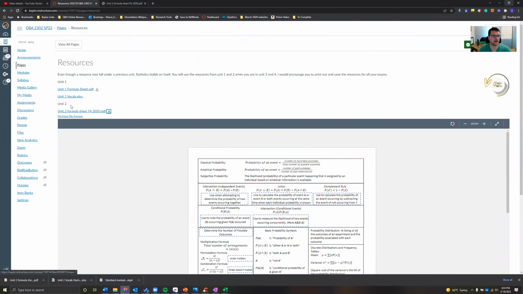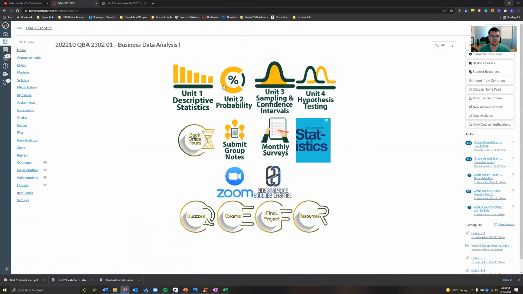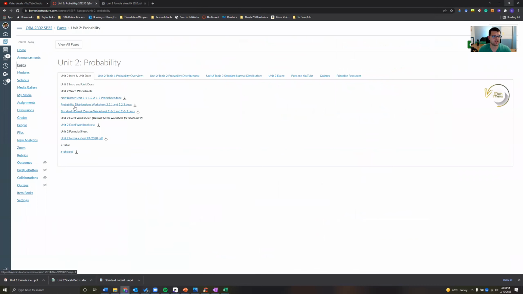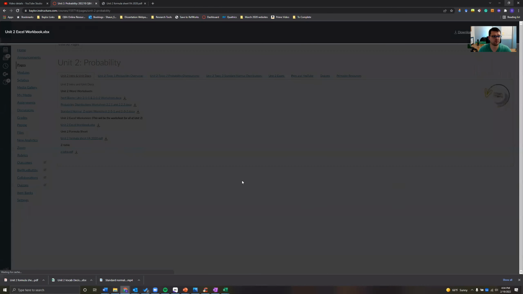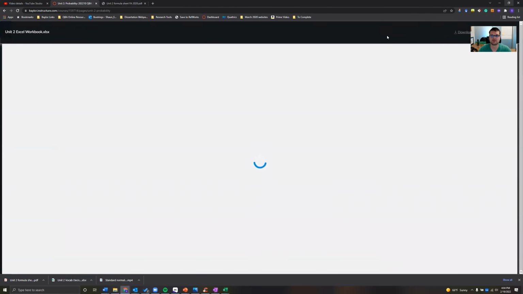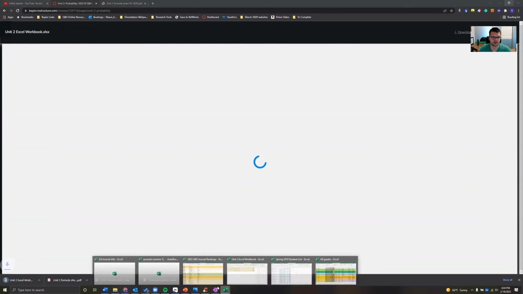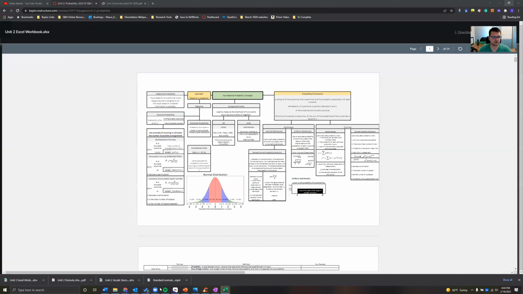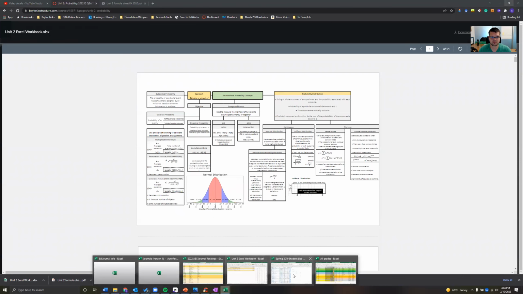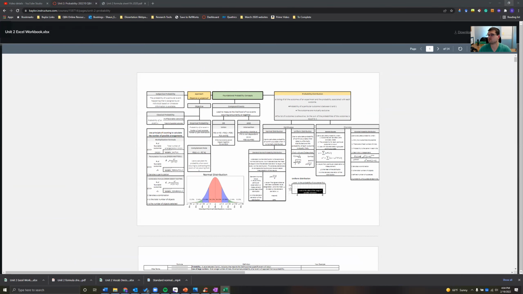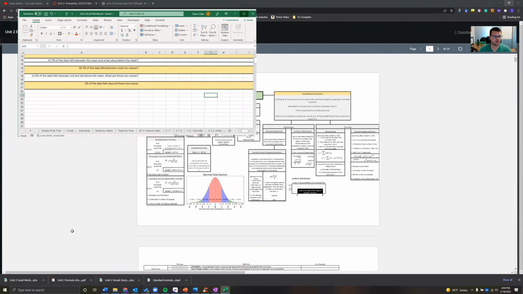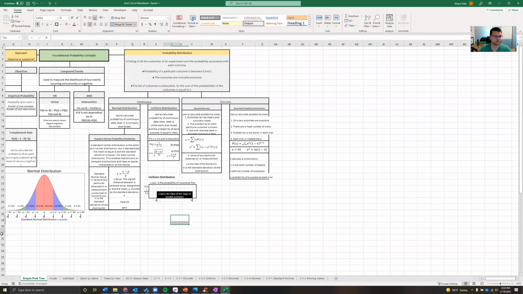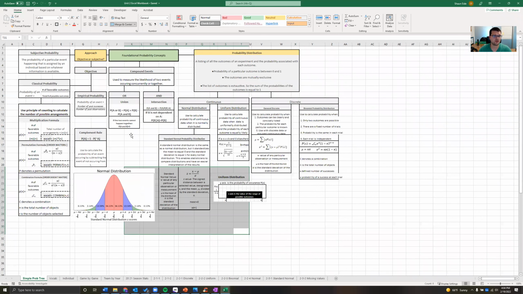Moving on, I want to show you guys a couple things. Let's go to Unit 2. Let's download the Unit 2 Excel Workbook. Okay, so we got the Unit 2 Excel Workbook right here. And this Unit 2 Excel Workbook starts out with a probability tree.